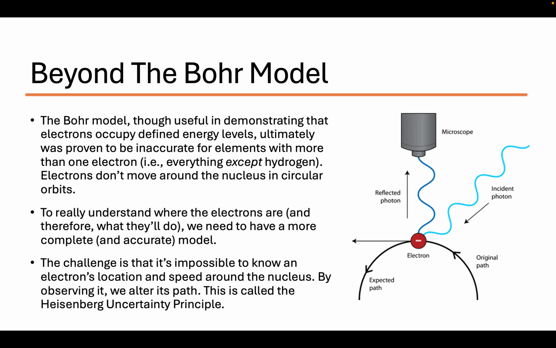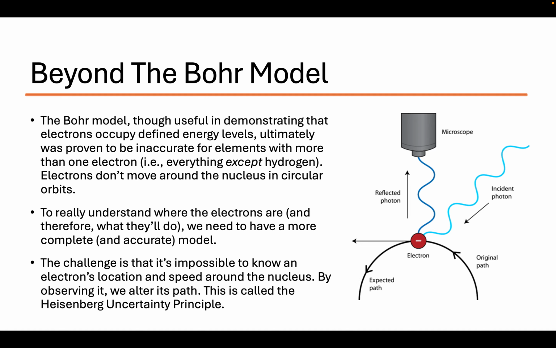The problem is that it turns out this model only accurately describes a hydrogen atom. It is not accurate for any of the others, and looking at the table, there are a lot of others. So if we really want to understand what's going on, we have to have a more accurate model. The challenge is that you cannot actually observe exactly where an electron is and where it's moving.